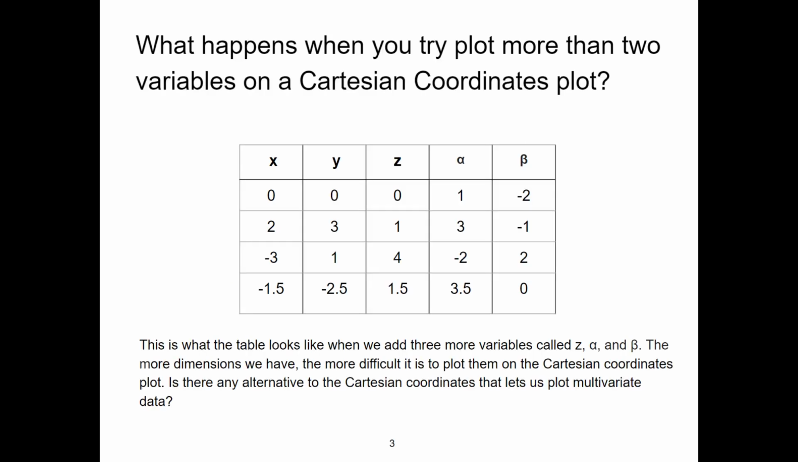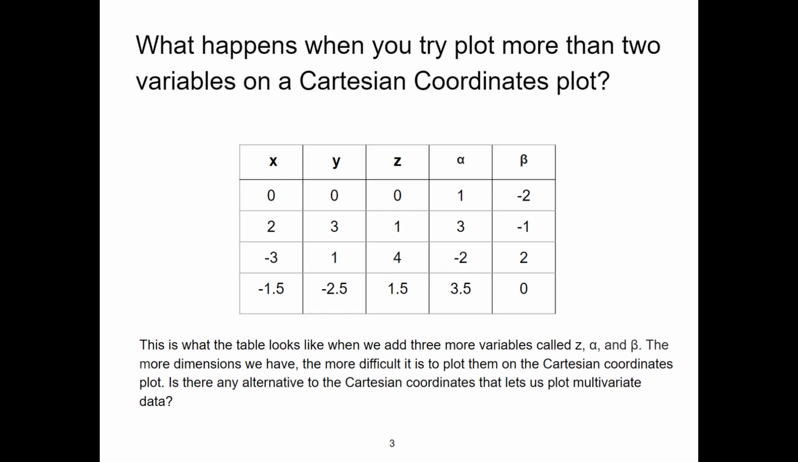What happens when you try to plot more than 2 variables on a Cartesian coordinates plot? When the point has more than 2 variables, you are not able to perceive and understand the point's variables on the Cartesian coordinate easily. The more variables you try to plot on the Cartesian coordinates, it quickly becomes infeasible.